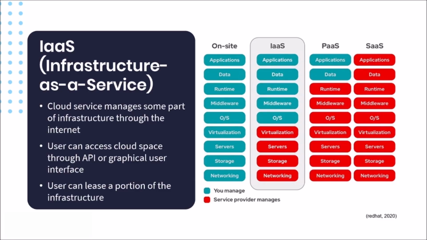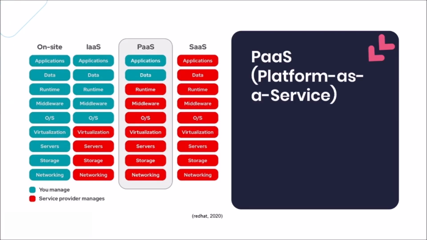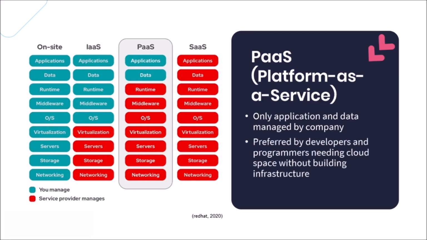the business operation model. The term PaaS stands for platform as a service, which means only the application and data is managed by the company. The other components, such as hardware, storage, virtualization, etc., are provided and managed by an outside cloud service provider. PaaS is preferred by developers and programmers who need cloud space for their application and data without having to build and maintain the infrastructure. A good example will be the use of MongoDB, Firebase, to host cloud application.